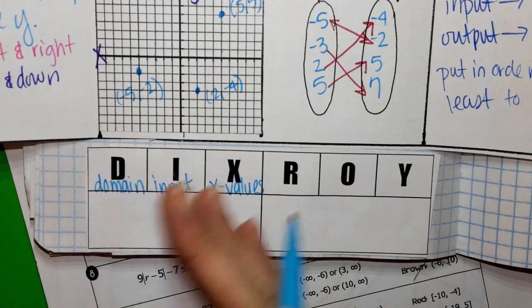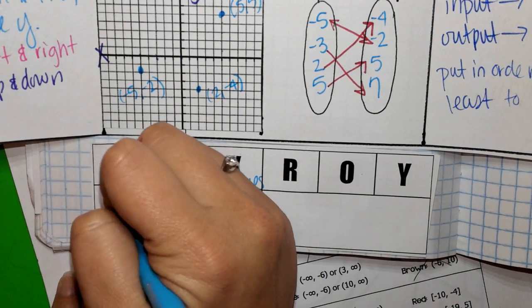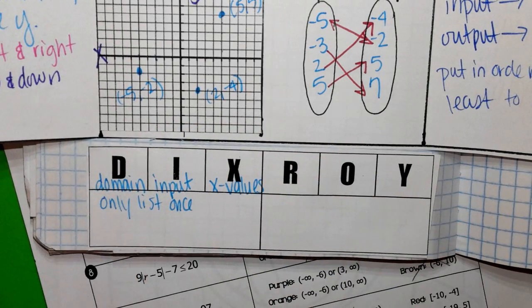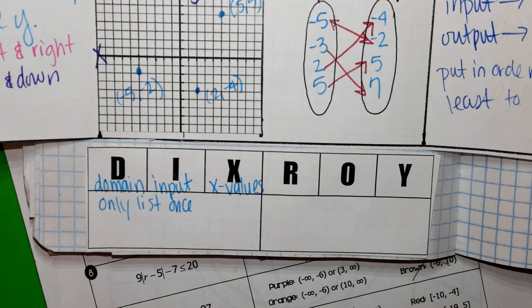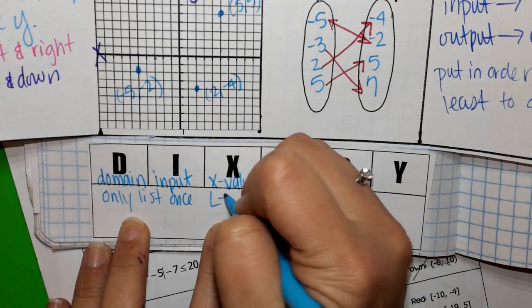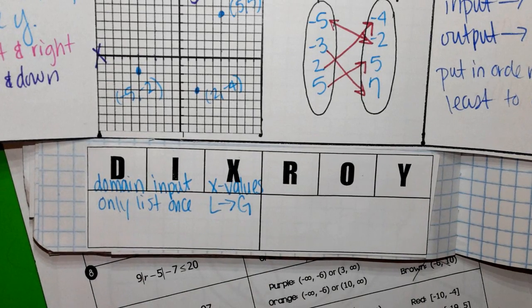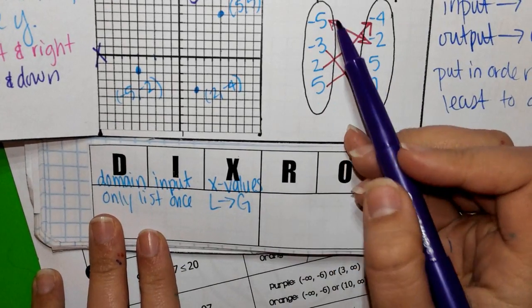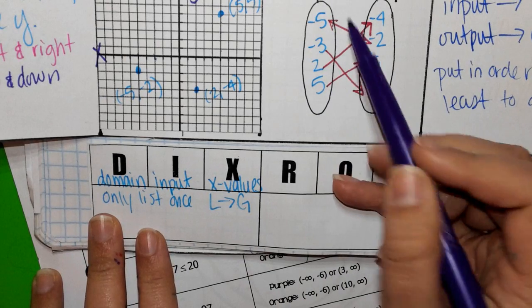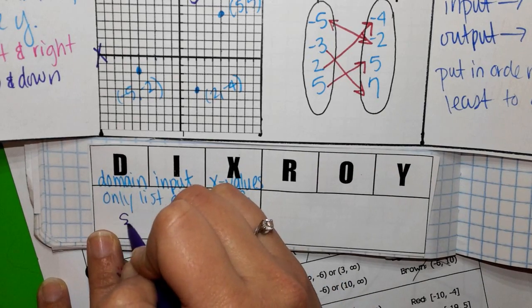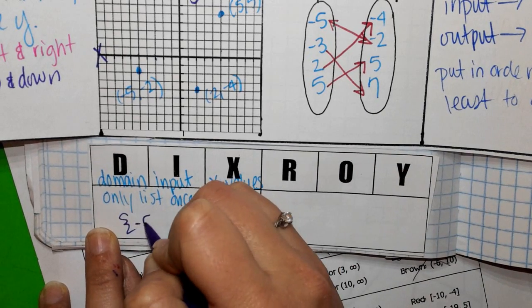All right. So the way you list these is only list once. And you list it in order from least to greatest. So L to G. Can you guys remember what L and G stand for? Least to greatest. Now, didn't we already list them from least to greatest in our mapping? Yep. So all we have to do is rewrite them in brackets.